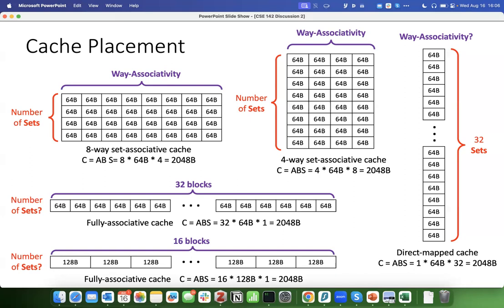All right, any questions so far, right? A basic review of C equals ABS.